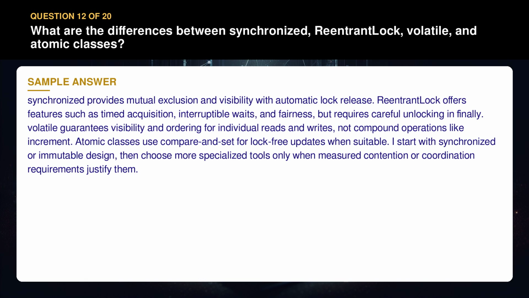Question 12. What are the differences between synchronized, ReentrantLock, volatile, and atomic classes? Synchronized provides mutual exclusion and visibility with automatic lock release. ReentrantLock offers features such as timed acquisition, interruptible waits, and fairness, but requires careful unlocking in finally. Volatile guarantees visibility and ordering for individual reads and writes, not compound operations like increment. Atomic classes use compare-and-set for lock-free updates when suitable.